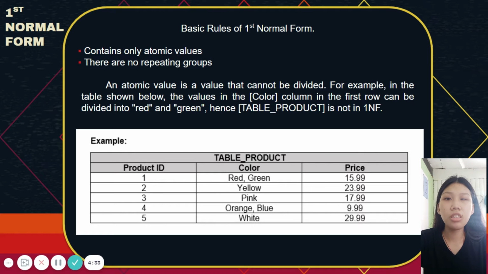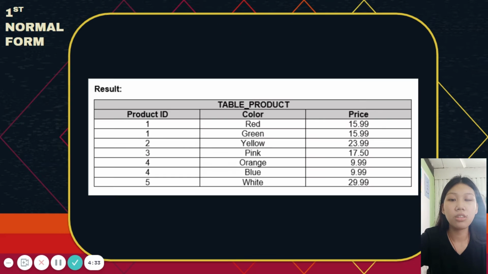So, as you can see, this table is not in the first normal form because the color column contains multiple values. For example, the first row includes the values red and green. So, to bring this table into first normal form, all we have to do is break the values into atomic values. And now, we have the resulting tables. So, that's all for the first normal form.